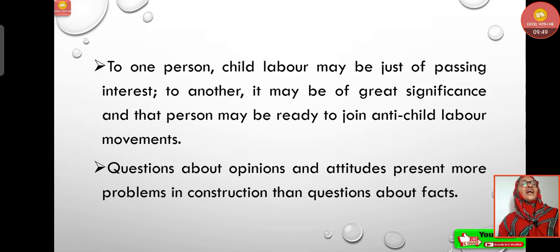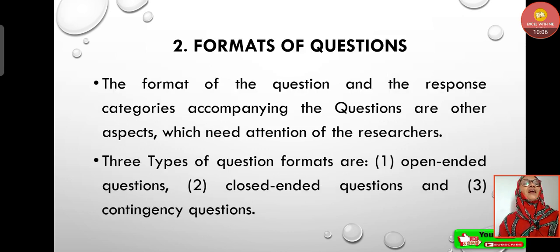To one person, child labor may be just of passing interest. To another, it may be of great significance, and that person may be ready to join anti-child labor movements, obviously. Now, questions about opinions and attitudes present more problems in construction than questions about facts. The second one is formats of questions. How should the questions be? The format of the question and the response categories accompanying the questions are other aspects which need the attention of the researchers.